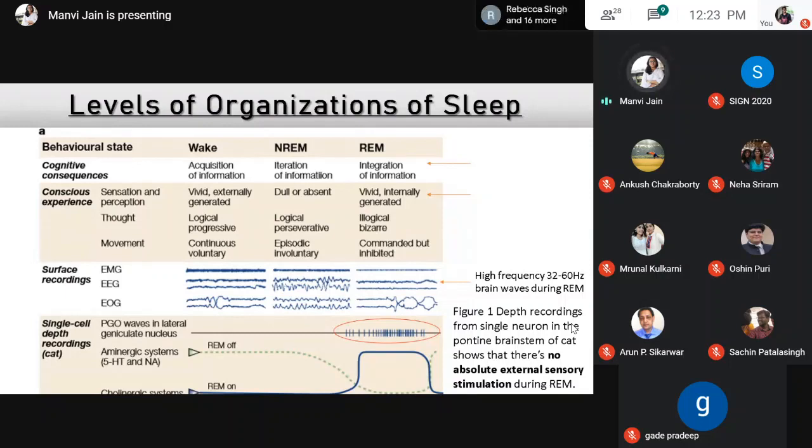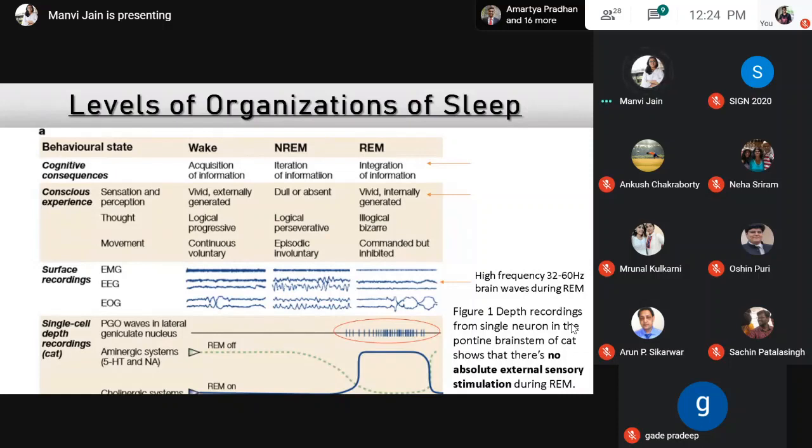Okay, so the EEG waves that are generated during REM are a picture of the same as what we are seeing in the wake state. That means there is a level of cognition going on inside the brain during REM sleep also, which shows that yes, the brain is still working.